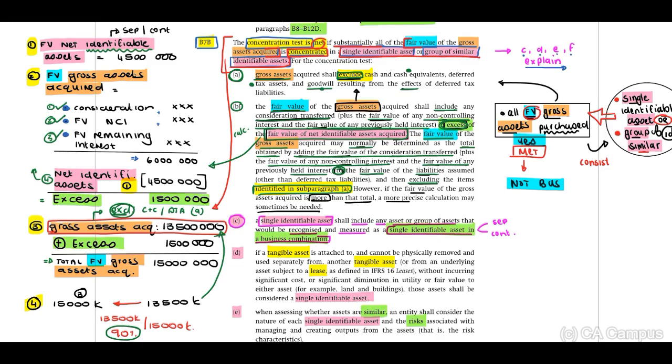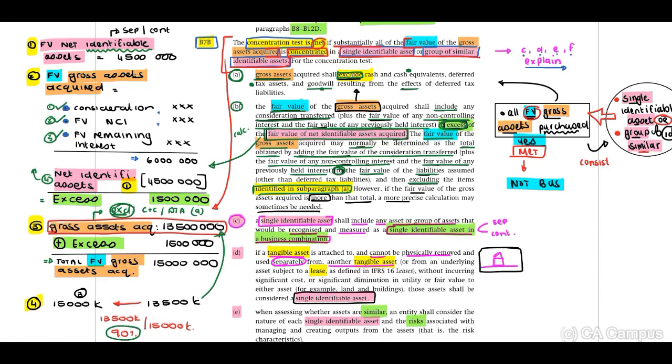Then D. If a tangible asset is attached to and cannot be physically removed and used separately from another tangible asset. If you think about this, guys, we have a building which is on a piece of land. We cannot remove that building without going through quite a lot of significant costs, right? Then the standard indicates to us that we may identify this as a single identifiable asset.